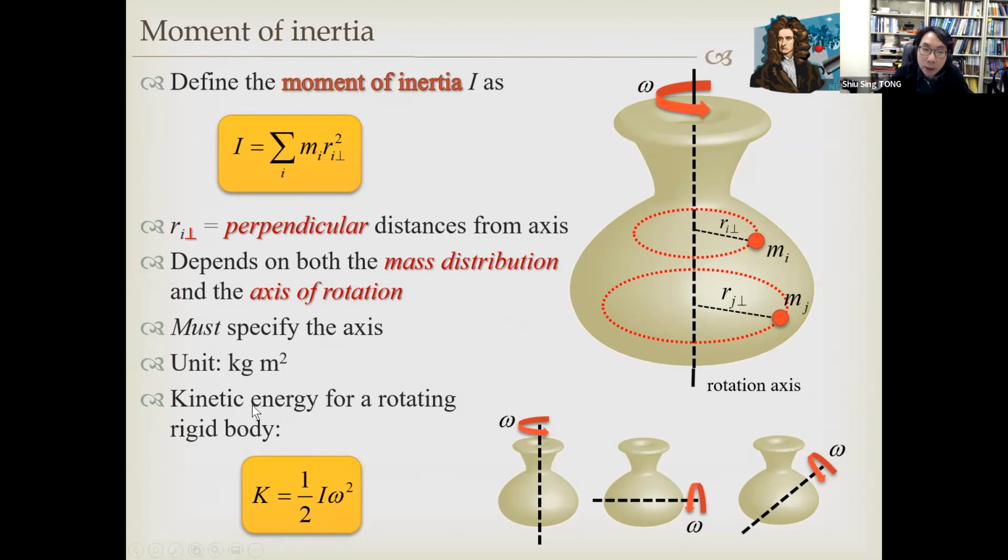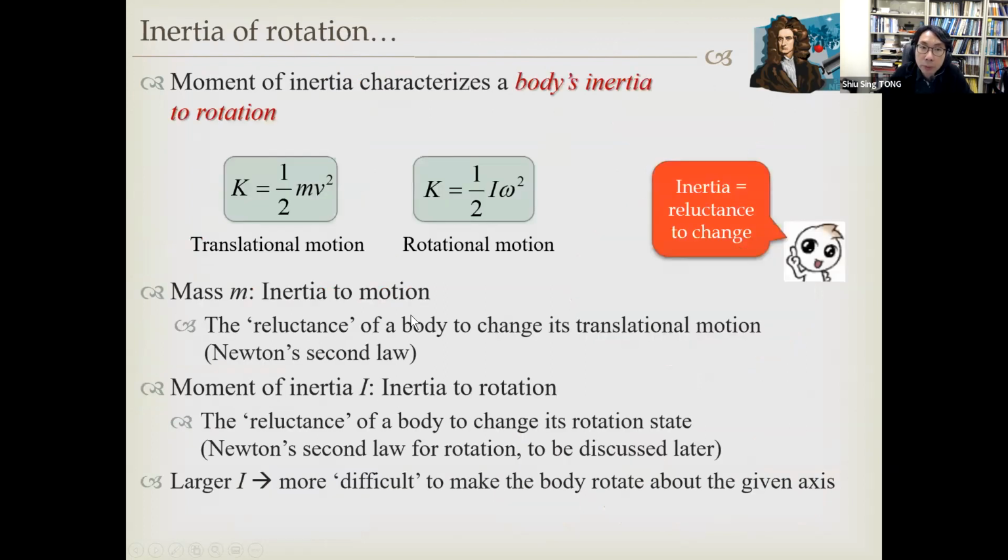And in terms of this I, you can now write the kinetic energy of a rotating body as half I omega square. Now, what is the advantage of doing so? You can see if I write the kinetic energy of a rotating body as half I omega square, then it takes the same form as the kinetic energy of the translational motion. You just replace the mass by the moment of inertia, and you replace the linear velocity with the angular velocity, and you translate the formula from the translational motion to rotational motion. So they are completely analogous to each other.